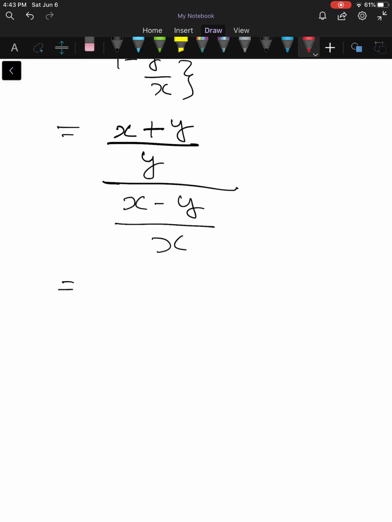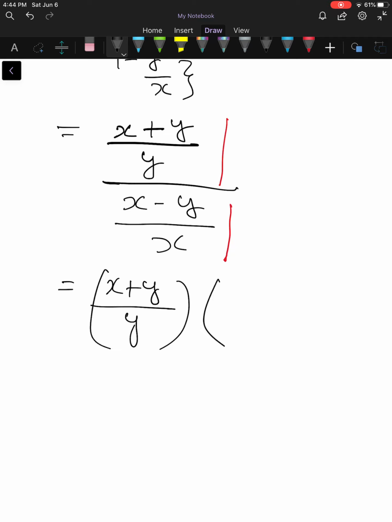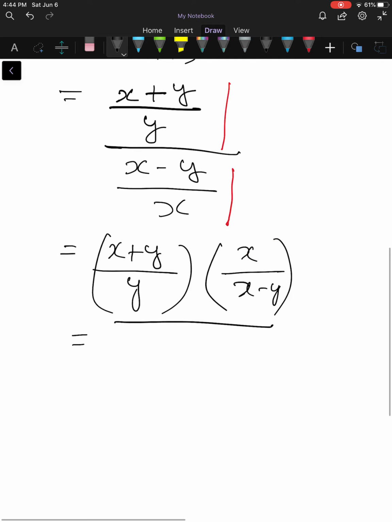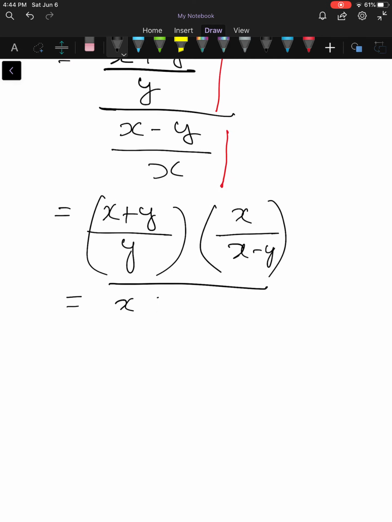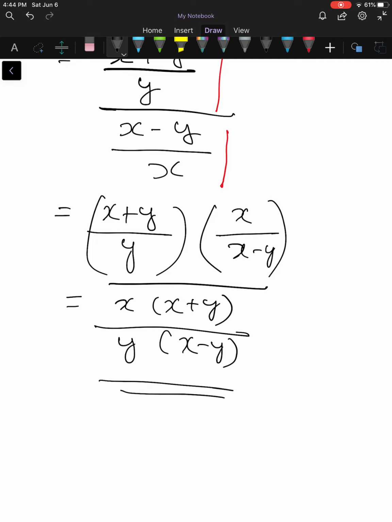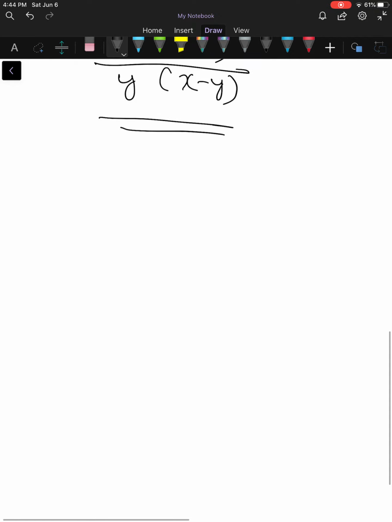Now apply the division rule that we learnt. That would be multiply the numerator with the reciprocal of the denominator. So that would give us x plus y divided by y. And what is the reciprocal of the denominator? It is x divided by x minus y. Now apply the method of multiplication of rational expressions. You will get x of x plus y or x plus y of x. It doesn't matter because multiplication is commutative, and y of x minus y. So this is the maximum simplification possible.